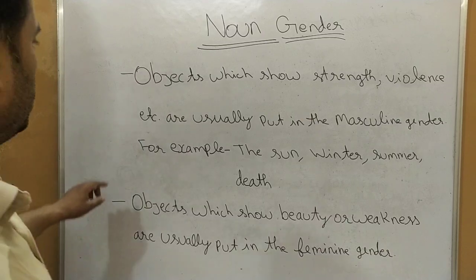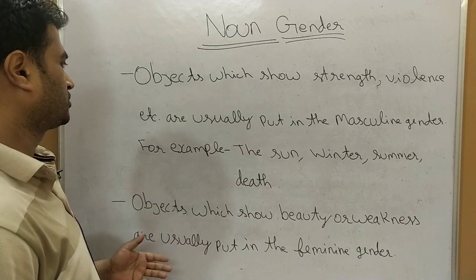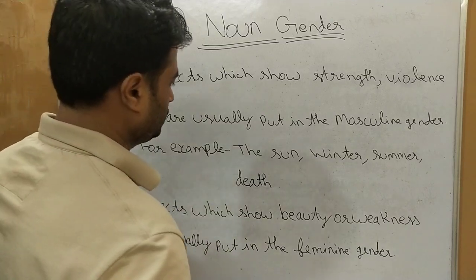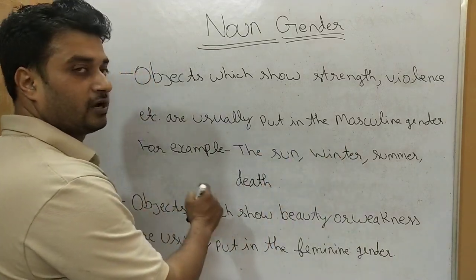Okay, so objects which show strength, violence, etc. are usually put in the masculine gender. For example, the sun, winter, summer, death.